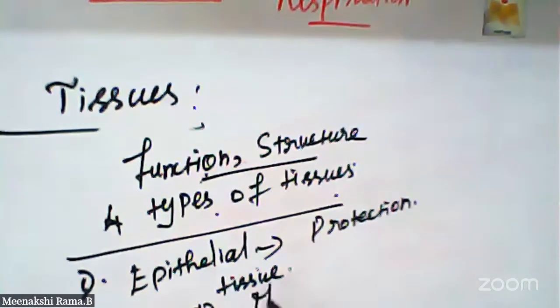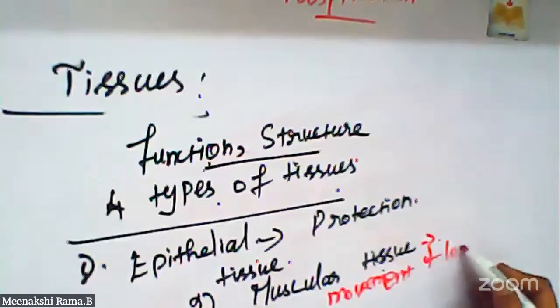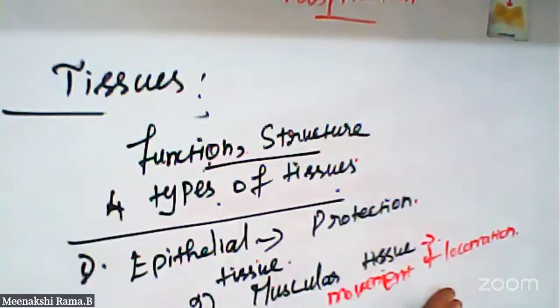And the second one is muscular tissue. The word muscular refers to the muscles. Muscles are attached to the bones. So movement and locomotion are the functions of muscular tissue. Movement of our body and locomotion, these two functions are done with the help of muscular tissues.